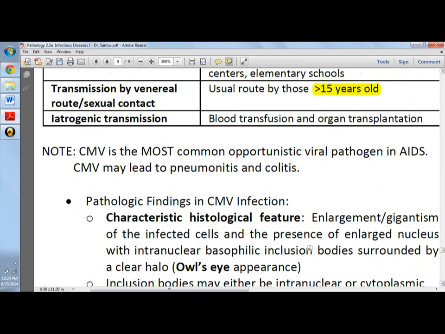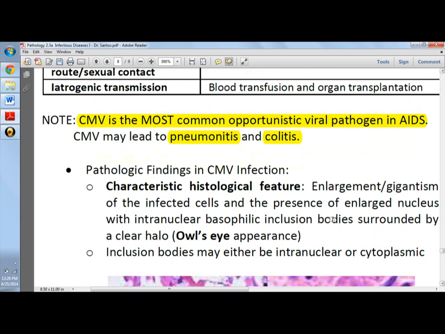So CMV is the most common opportunistic viral pathogen in AIDS. So if you're asked about a patient who has AIDS and what is the most common opportunistic viral pathogen, you will answer CMV. CMV will lead to pneumonitis and colitis. CMV can infect dendritic cells, affecting maturation and T cell stimulation. So it can both activate and evade natural killer cells.